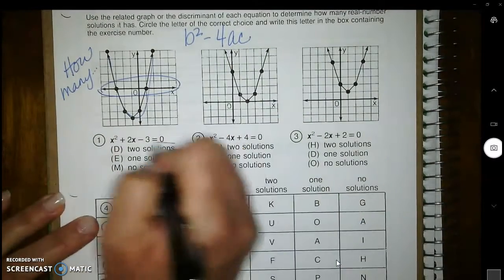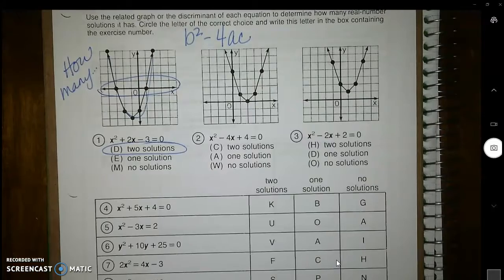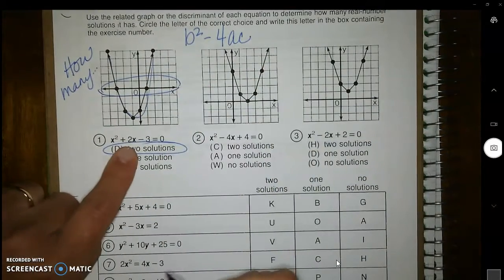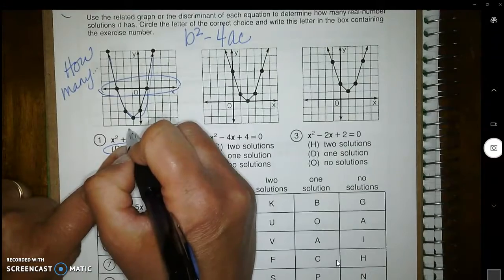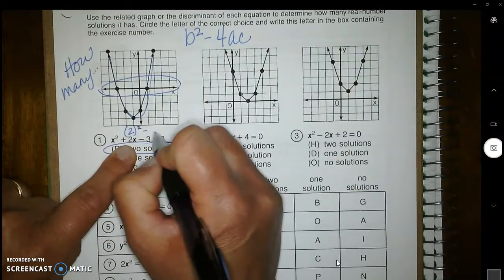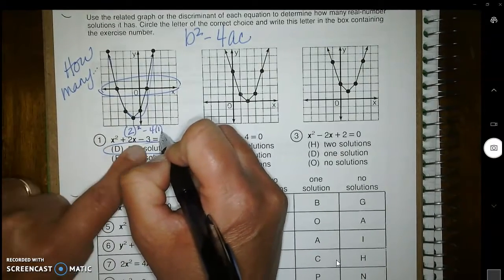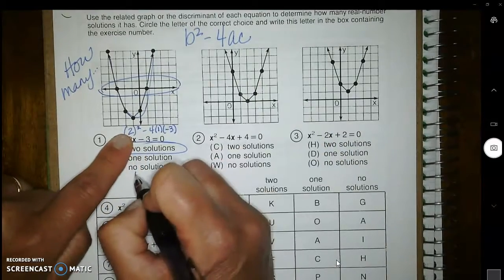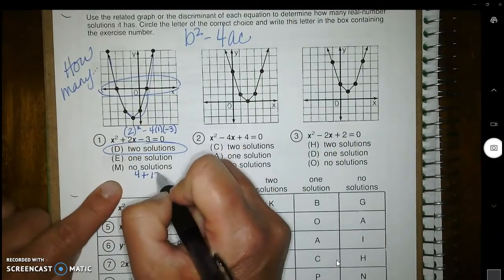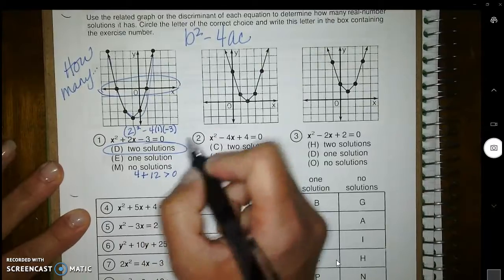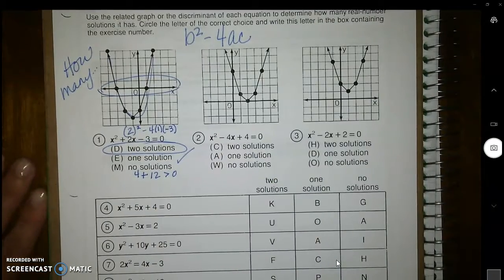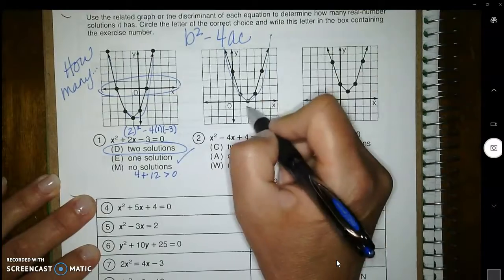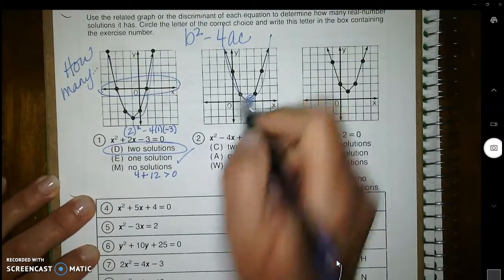Twice. 2 solutions. Let's go do b squared minus 4ac and make sure we get the same thing. 2 squared is going to be 4 minus 4 times 1 times negative 3. So I'm going to get 4 plus 12, which is bigger than 0. 2 solutions is correct.